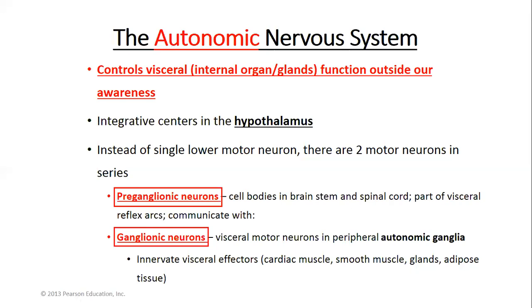And instead of a single lower motor neuron like the somatic nervous system uses, there are actually two motor neurons in series that work together in the autonomic nervous system.